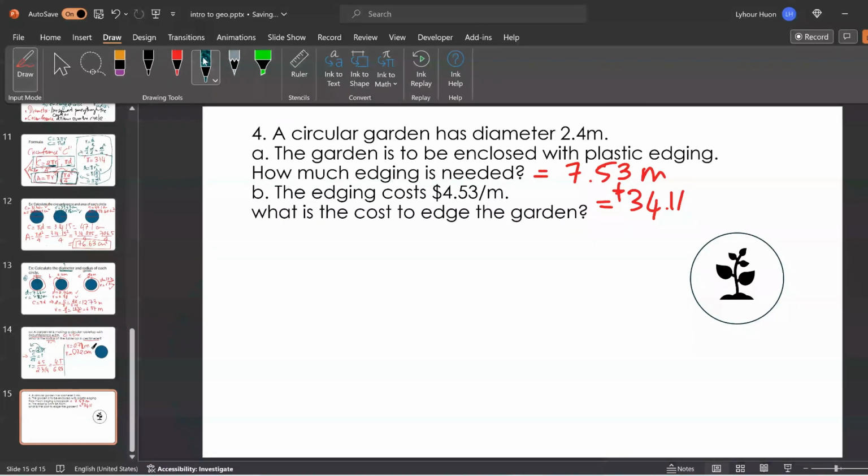So basically, we know the diameter. Imagine this has a diameter of 2.4 meters. Okay, 2.4 meters. So question A, to find how much edging, is to find the circumference.